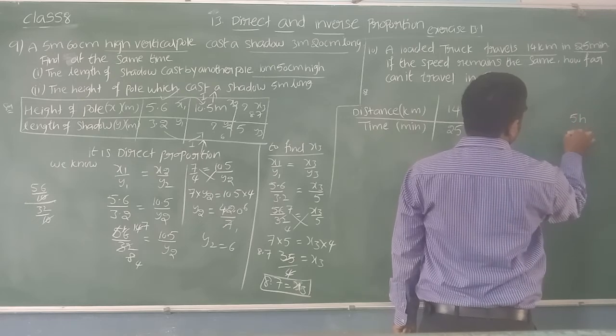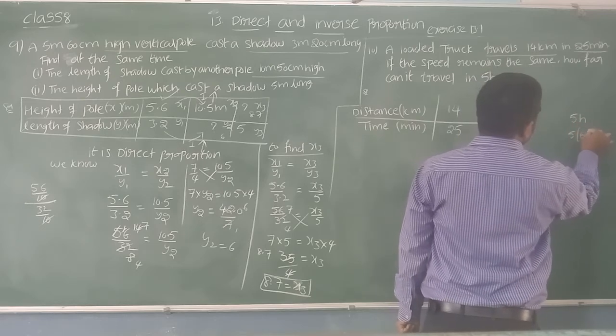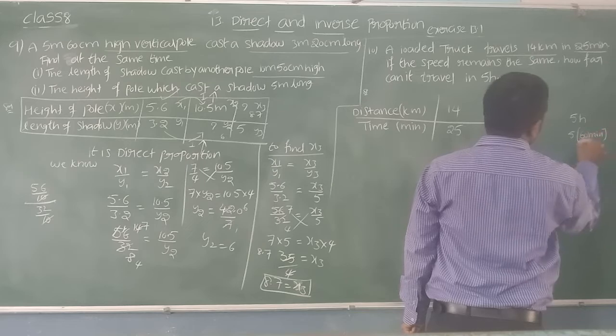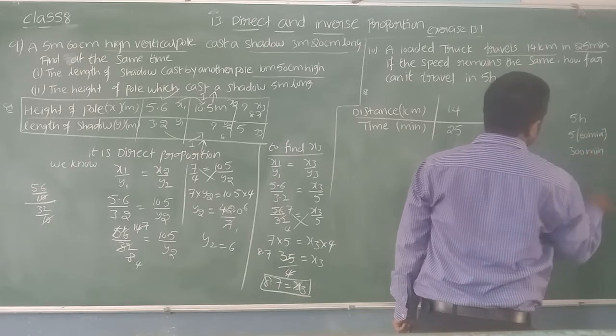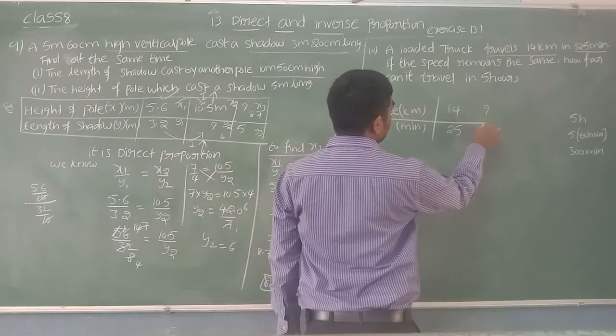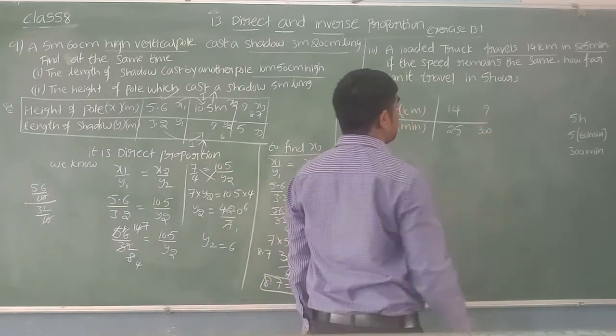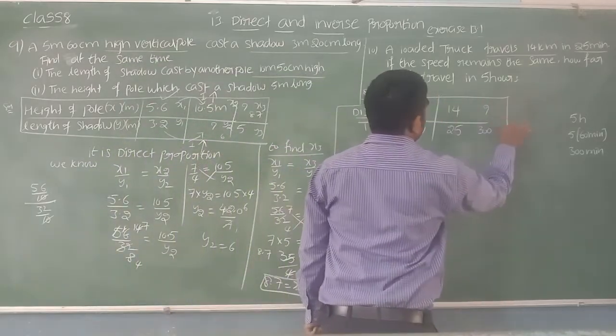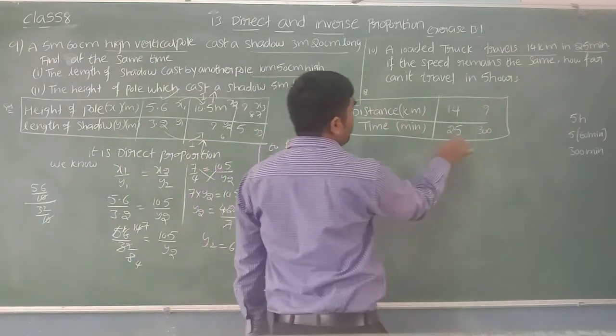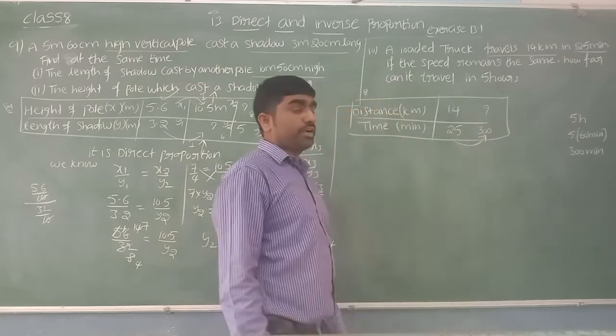5 hours is nothing but 5 times 60 minutes. 5 6s are 30, and 2 zeros: 300 minutes. If the time taken by the truck is 300 minutes, how much distance does it cover in 300 minutes? They are asking to find that. You can see better here: time is increasing from 25 minutes to 300 minutes.